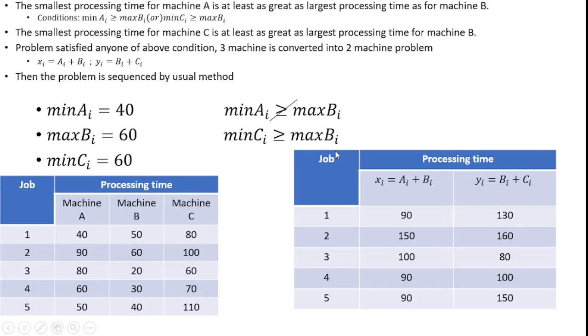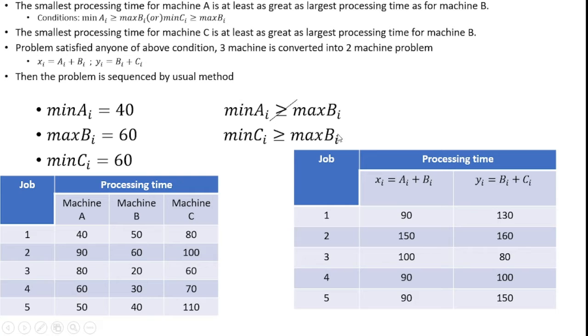How can I convert? I can utilize the formula Xi is equal to Ai plus Bi and Yi is equal to Bi plus Ci. Likewise I can convert. If the problem satisfies any one of these conditions, the three machine problem is converted into a two machine problem with this equation, Xi is equal to Ai plus Bi and Yi is equal to Bi plus Ci. After that the problem can be solved by the usual method.